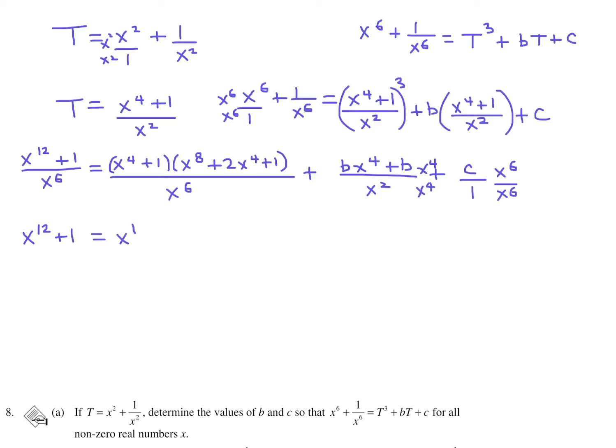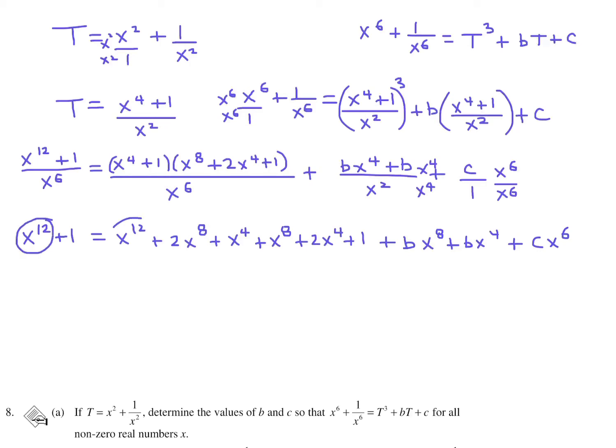Expanding this is x to the power of 12 plus 2 times x to the power of 8 plus x to the power of 4, plus x to the power of 8 plus 2 times x to the power of 4 plus 1. Plus b times x to the power of 8 plus b x to the power of 4, and finally c x to the power of 6. All right, we got this far, hopefully without making any algebraic errors. Now let's see what happens. x to the power of 12, those cancel, the 1's cancel, and then this becomes 0.